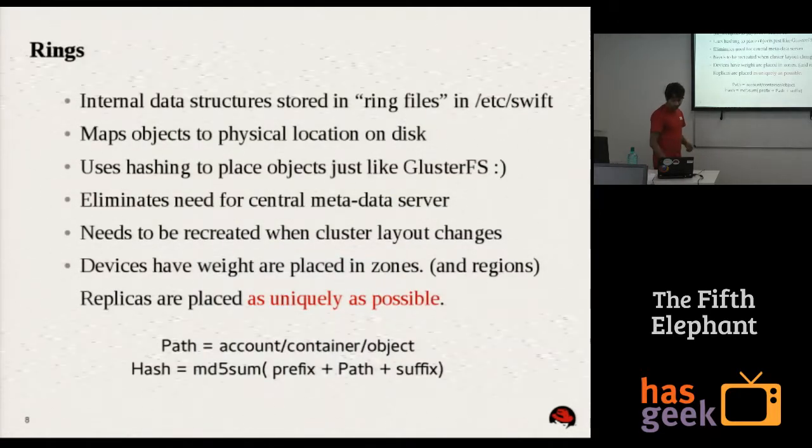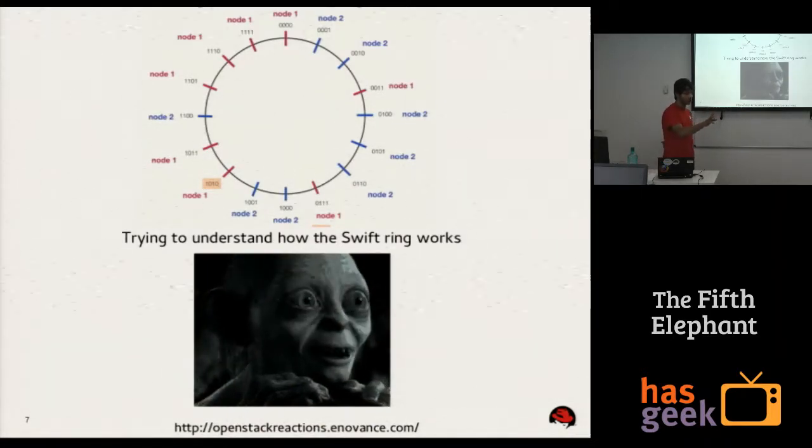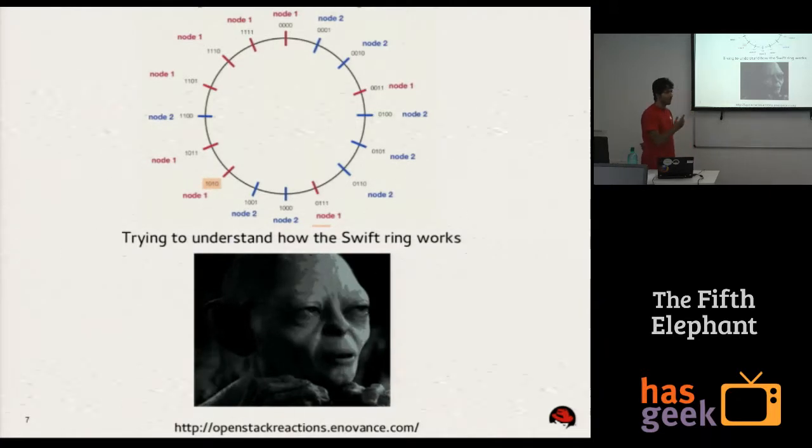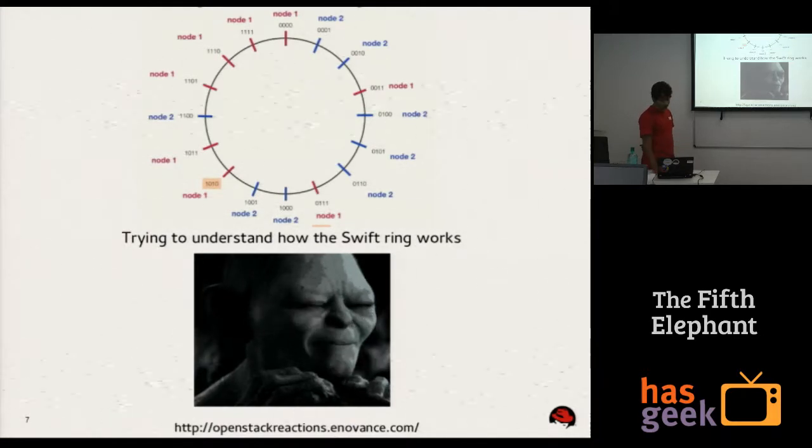When you add more Swift nodes, the structure has to be regenerated and goes to all the nodes. In GlusterFS, the hashing is very rigid, so when a new device is added in GlusterFS, compared to Swift, more data is moved. Because we divide the hash space here into partitions and assign a certain number of partitions to each disk, the amount of data that is moved during a rebalance operation is less compared to GlusterFS.